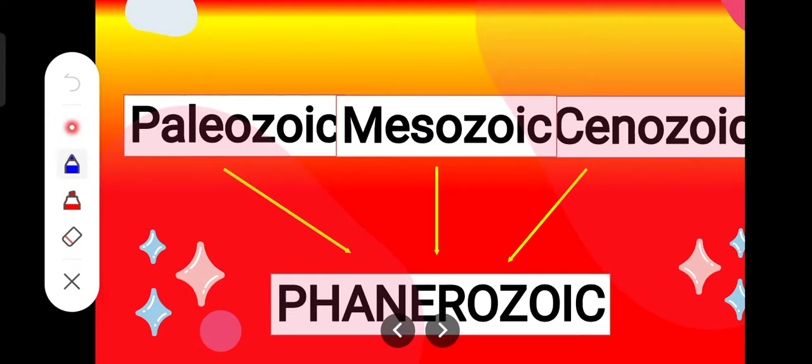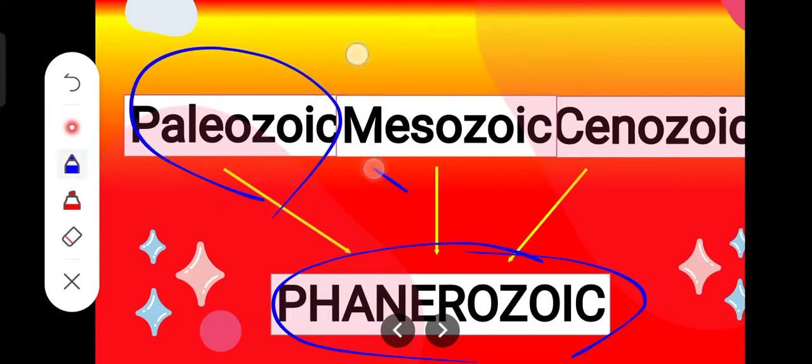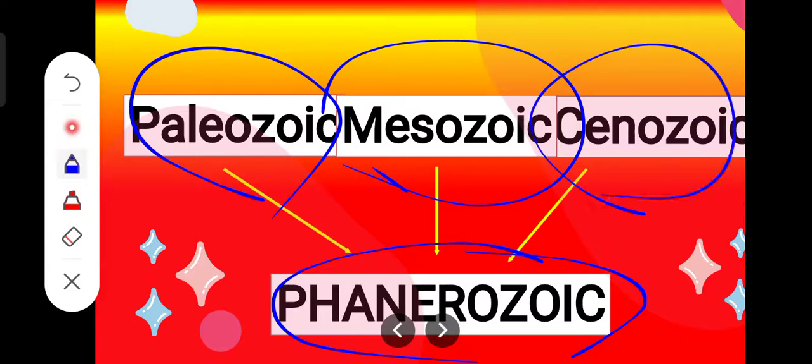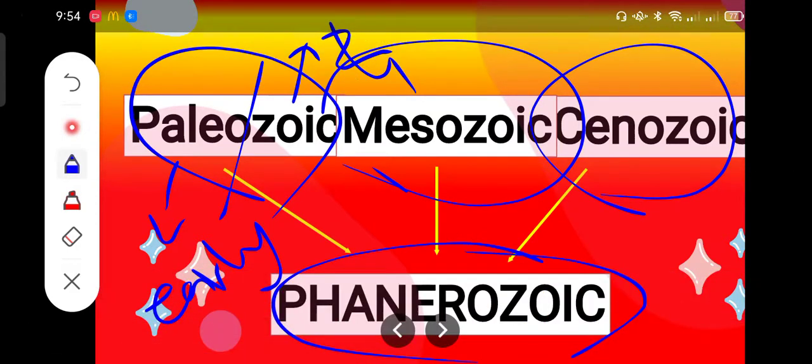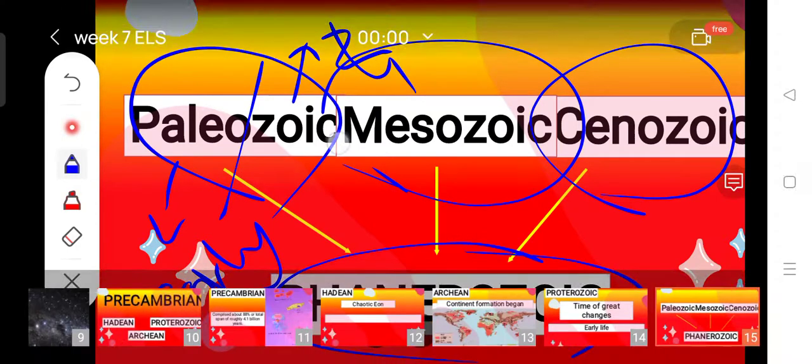Next eon, we have the Phanerozoic eon. Phanerozoic eon, again, is divided into three eras: Paleozoic, Mesozoic, and the Cenozoic. Here in the Phanerozoic, visible life started. So take note, the word paleo means ancient or early, wherein zoic is life. So when we say Paleozoic, early life.